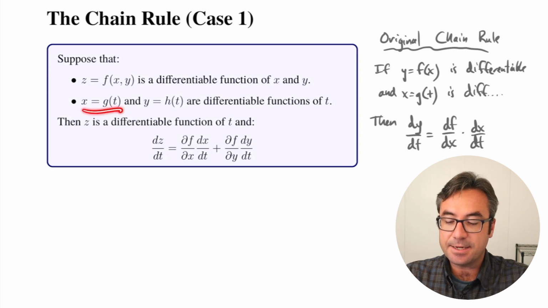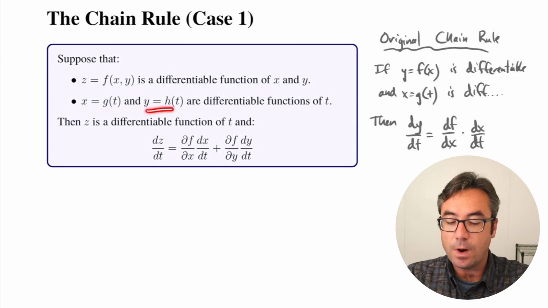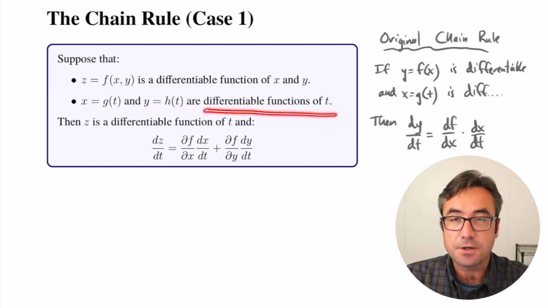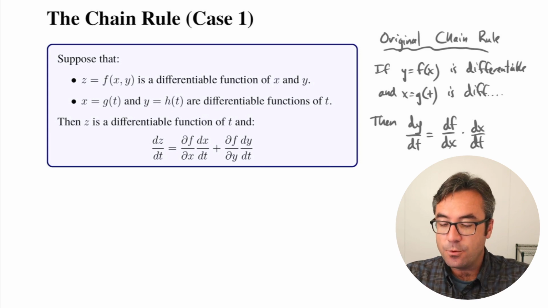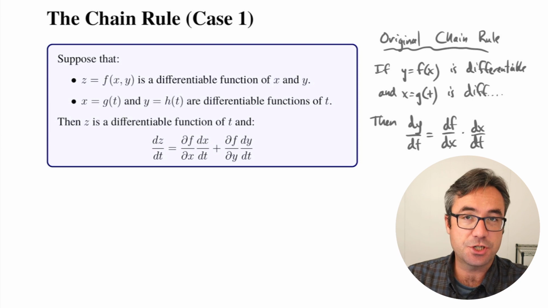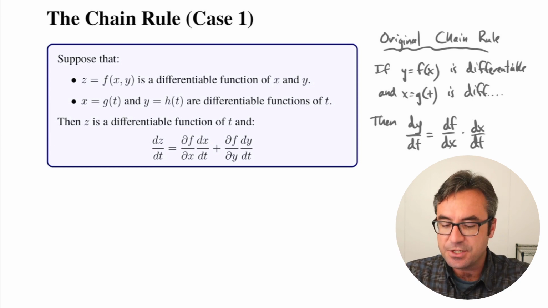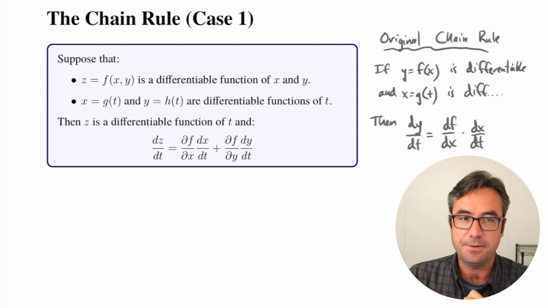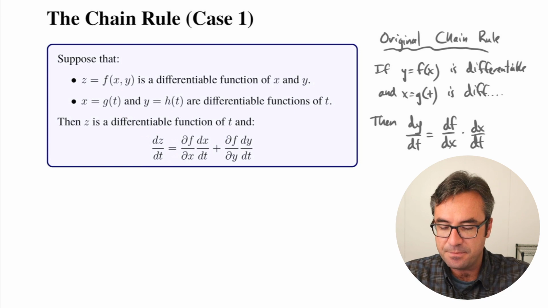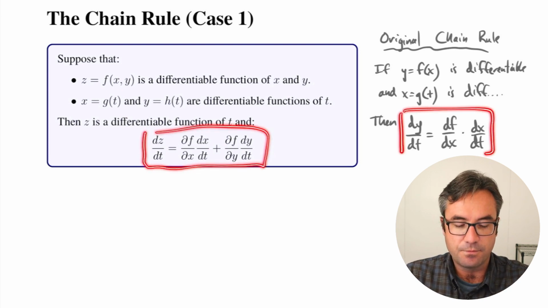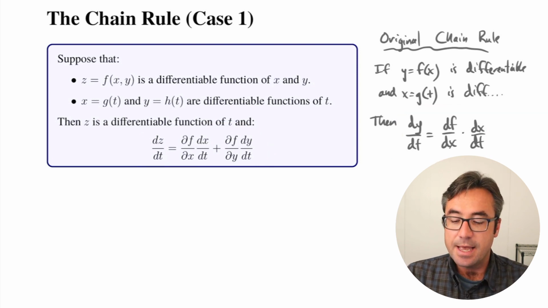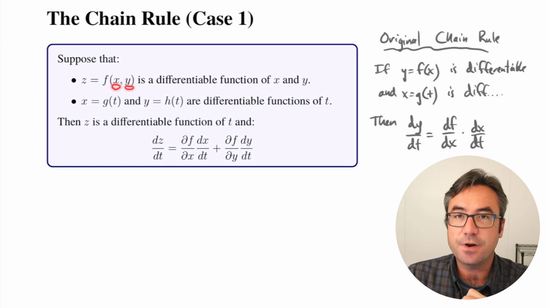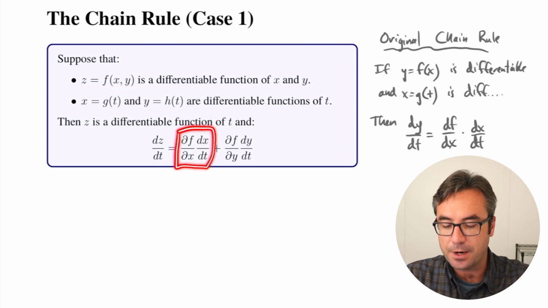And x is a function of time, and y is a function of time, and both of these are also differentiable functions. Well, if that's the case, then we can view z as a function of time, kind of indirectly, and it's also a differentiable function in terms of t. And the way we can calculate this is with this kind of extended chain rule formula. Looks very similar to the original Calc 1 version here, except now because z has two variables, x and y, there's kind of two parts to our chain rule here.